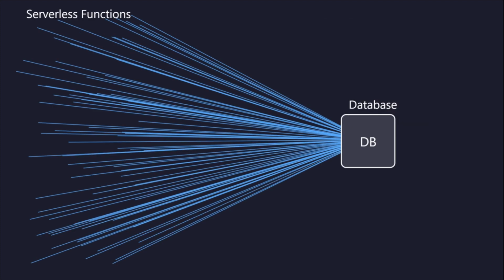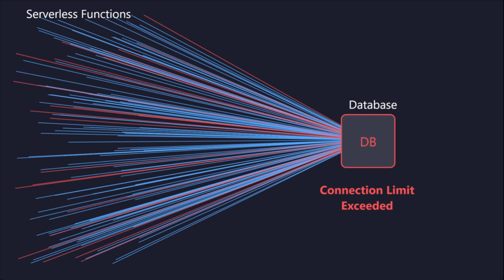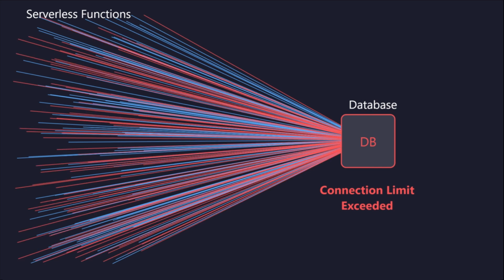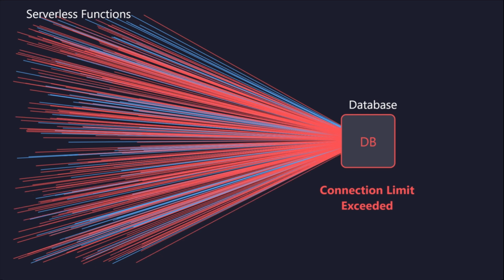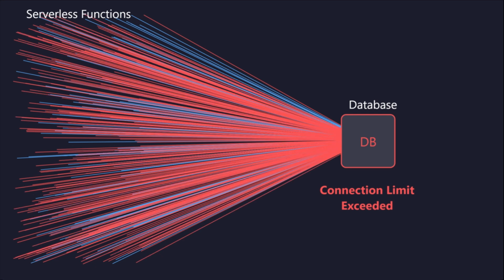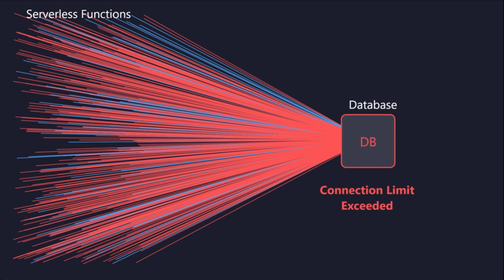Serverless functions scale horizontally and can quickly overwhelm a database with thousands of simultaneous connections. Each execution creates its own link, which remains idle for several seconds after the code finishes, causing the database to hit its maximum connection limit and reject new requests.